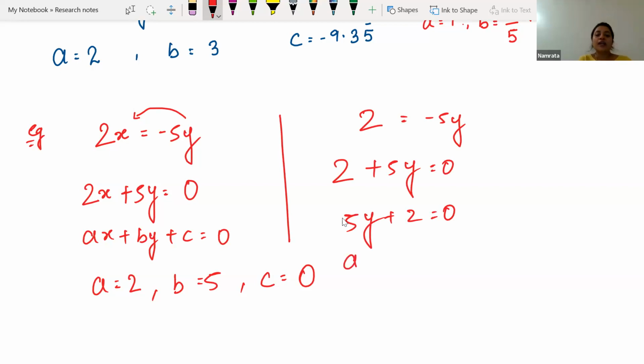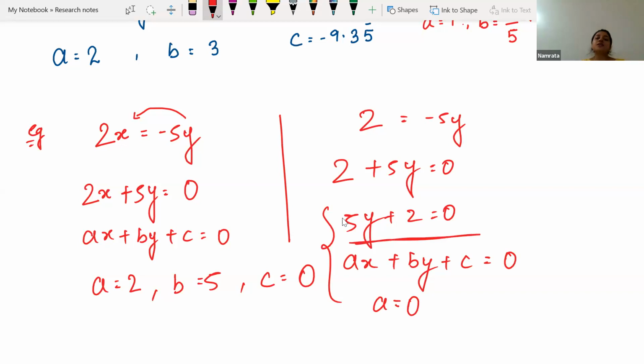Now let's compare it with ax plus by plus c is equal to 0. Here, what is our a value? A is not there, so the a value is 0. Previously x was there, that's why we took a as 1. But in this equation, we can't see x. That's why we say a is 0. Now, can we see y? Yes, we can see y. So b value is positive 5. And what is the c value? The c value is positive 2. Got it?